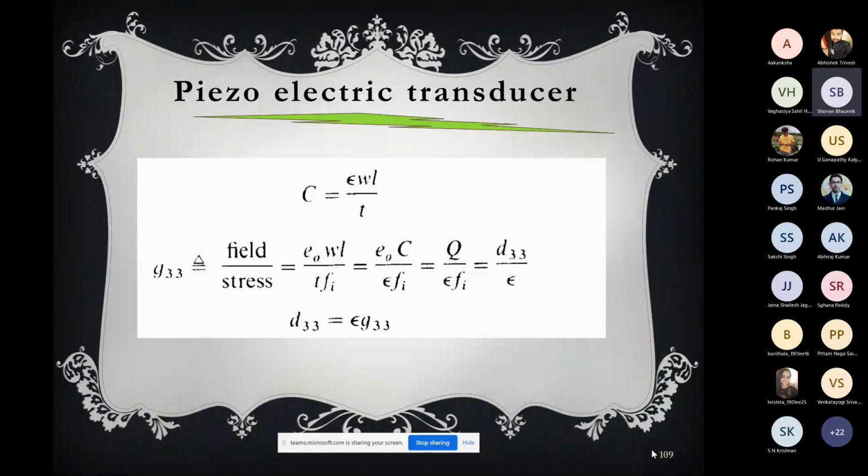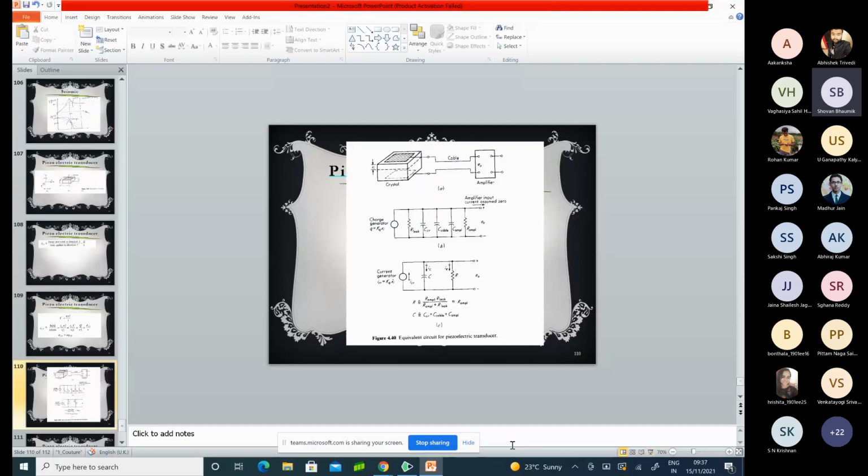So our G33 becomes E0 C by epsilon Fi, and we know that E0 C is the charge Q, so it is Q by epsilon Fi, and we know that Q by Fi is D33, so it is D33 by epsilon. So D33 equals epsilon G33, the dielectric constant multiplied. So G and D are both related through the dielectric constant. Okay, is it clear, or do you want me to tell it again?